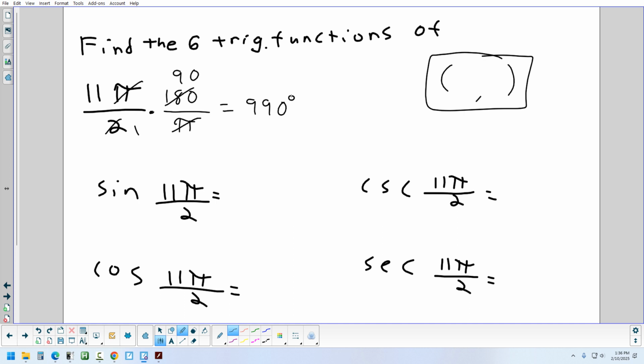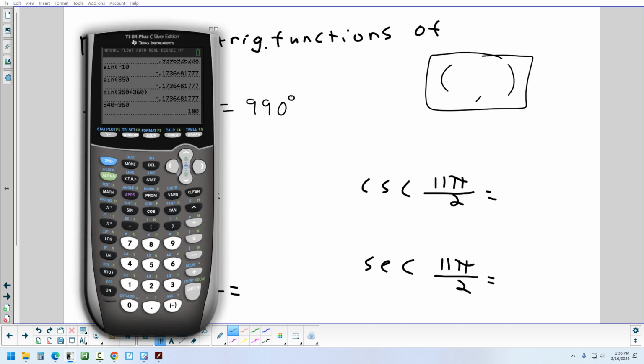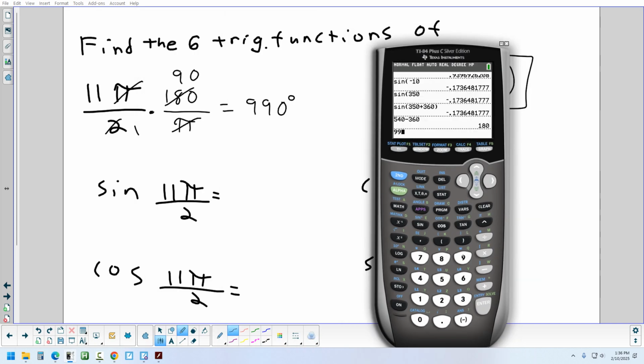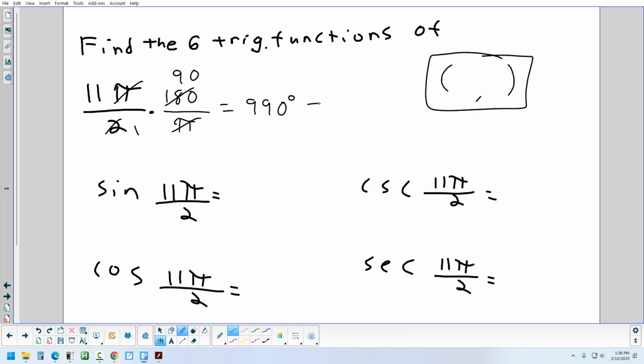It's in degrees. It's still kind of a hard angle to work with because it's over 360. What are we going to subtract? 360 from 990. Do it again. It's still bigger than 360, so we keep going. 270. Can't we subtract more? No, because if you subtract another 360, it's going to go negative.